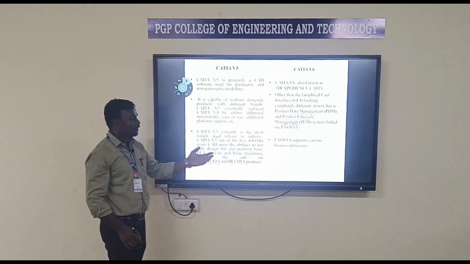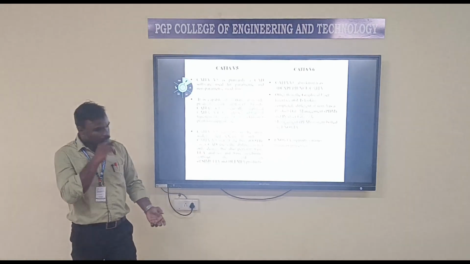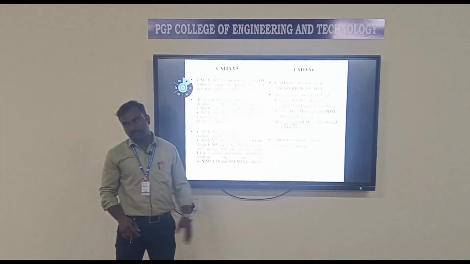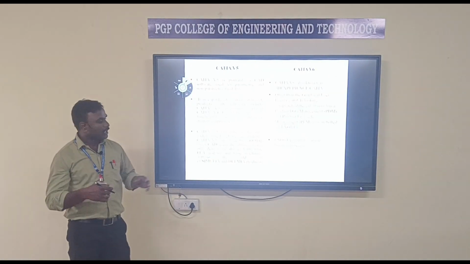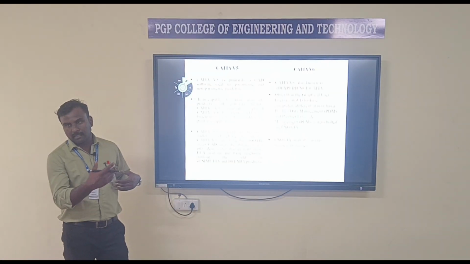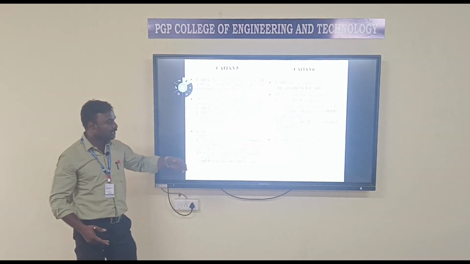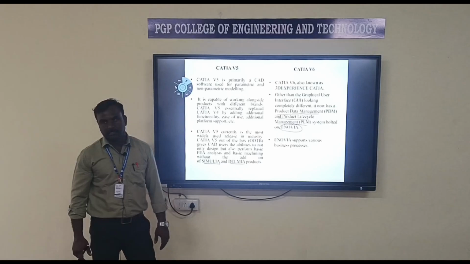Enovia and CATIA V6 are fully useful for the entire business of an entire industry. They can control everything from the component design, and also the inventory control and the stock, everything we can manage using Enovia, which is now incorporated with CATIA V6.